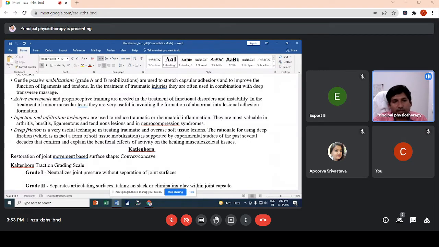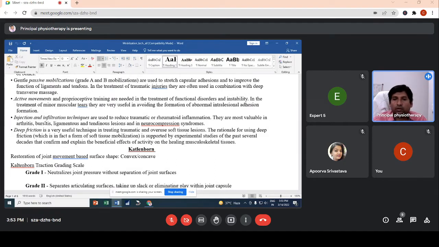Deep friction massage. You provide deep friction massage in case of chronic soft tissue injury problems, such as lateral epicondylitis, where it is very effective. So deep friction massage is a very useful technique in treating traumatic and overuse soft tissue lesions.